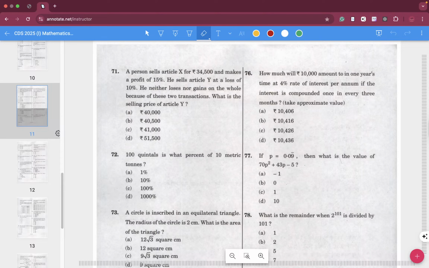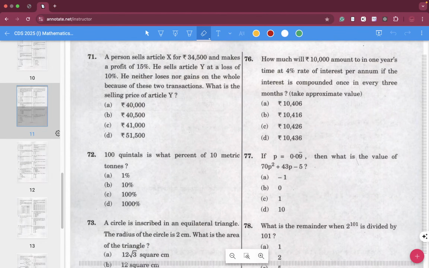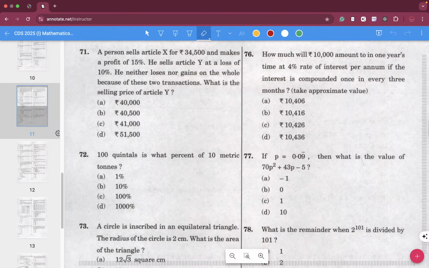A person sells an article X for 34,500 rupees and makes a profit of 15%, right? Let's say I am saying capital X is the selling price. If he makes a profit of 15%, then the cost price will be how much?